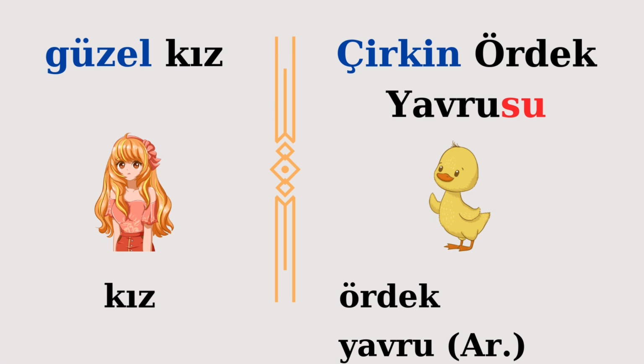Let's continue with the second phrase, çirkin ördek yavrusu. As you see, the first letters of this phrase are written in capital letters because it is a proper noun. As a matter of fact, it is the name of a famous tale, The Ugly Duckling. You know the word ördek, which means duck. Here is another new word, yavru. It simply means baby. What about the suffix su at the end of the word yavru? It shows that it is the baby of the duck.